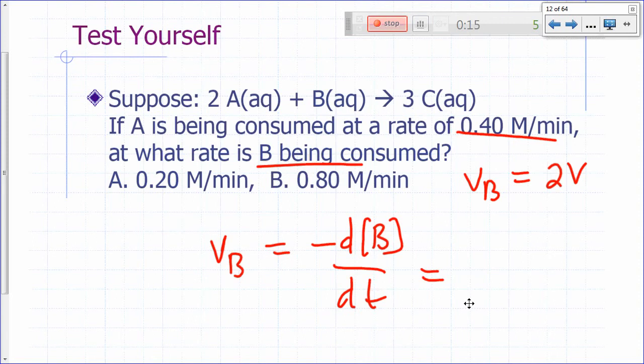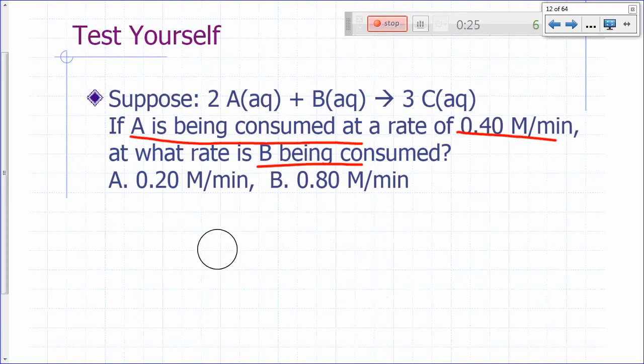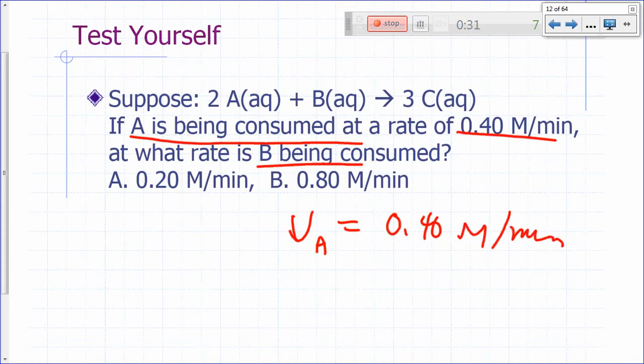Oh, I'm sorry. This is not the rate of reaction. This is the rate of consumption of A. My mistake. You're given that V sub A is 0.4 moles per liter per minute. I'm not reading my question right. What is V sub B?